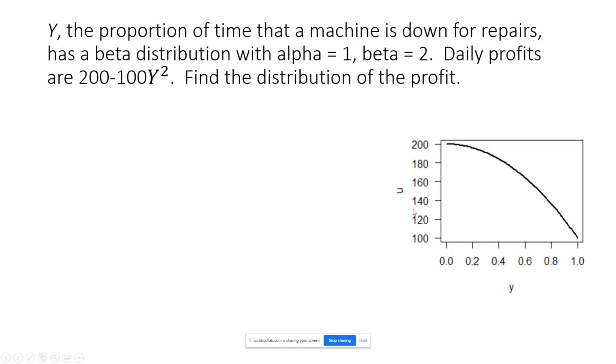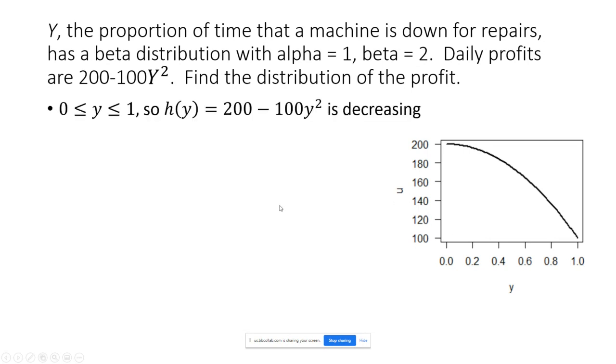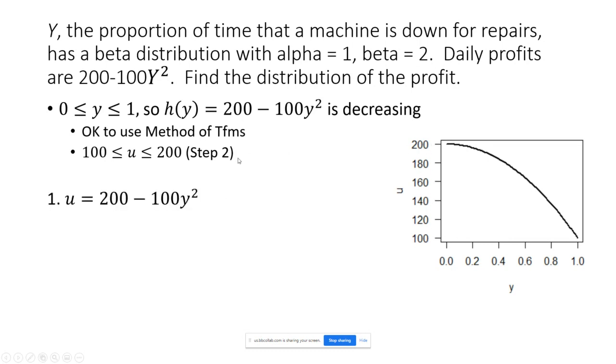All right, so there's our graph of u as a function of y. We can see it's decreasing. And we can also use that to find the range of values for u, to say that u is between 100 and 200. So then our function h is u equals h of y, u equals 200 minus 100y squared.